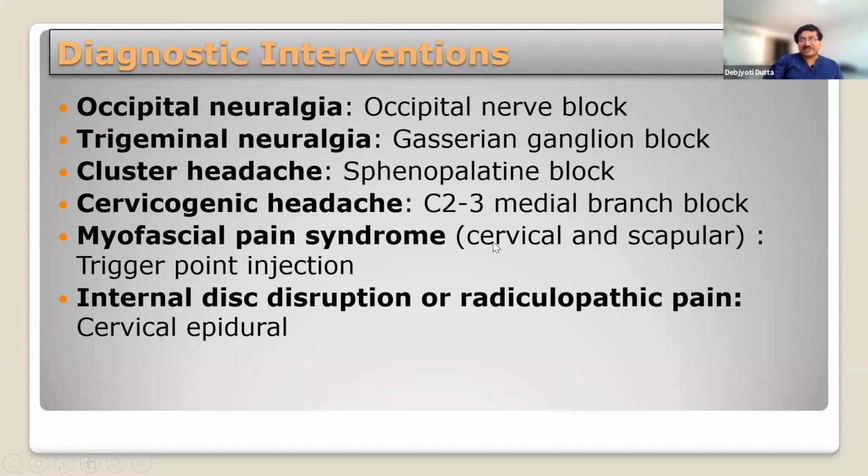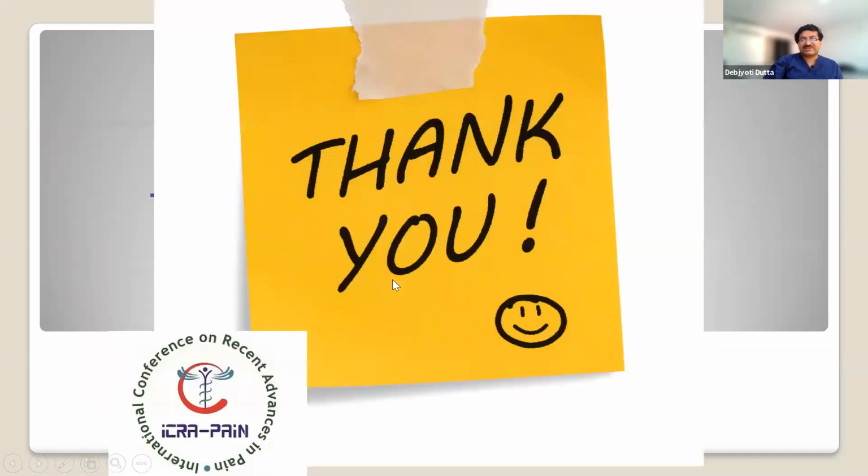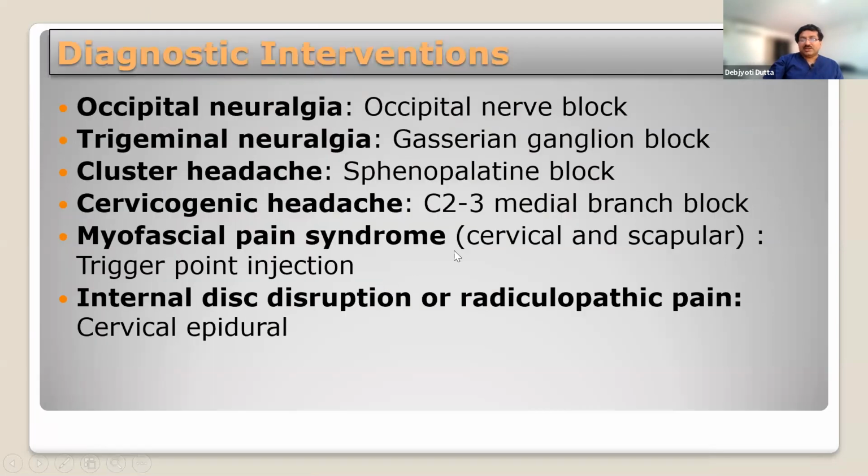If it is suspected, then we go for the trigger point injection. For internal disc disruption or radicular pain in the cervical canal, we can go for the cervical epidural. So these are the diagnostic interventions we perform in case of headaches. This was the general outline for headache. If you have any questions on this general outline, you can ask me, or else I will go to the specific headache disorders very briefly, otherwise it will take a lot of time.